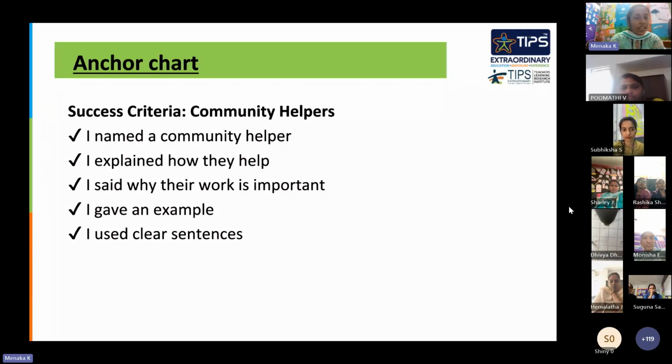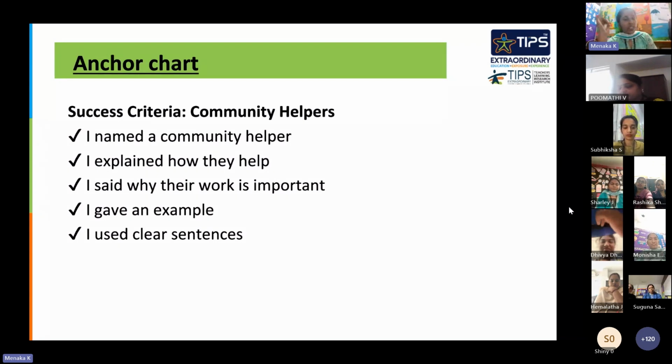So with the anchor chart, after completing their work, they should check whether they have attained that particular success criteria or not. I named a community helper. I explained how they help. I said what their work is and why their work is important. I gave an example. I used clear sentences. So we can use either an anchor chart or a checklist to find out whether the success criteria are met.